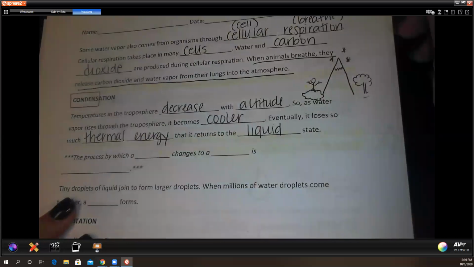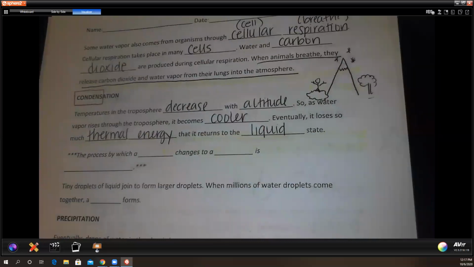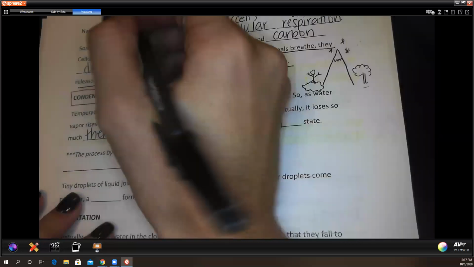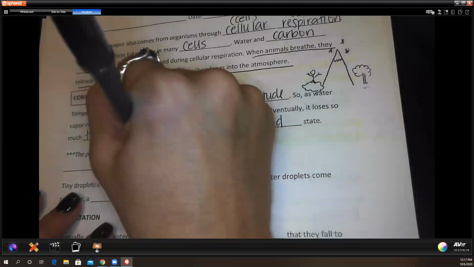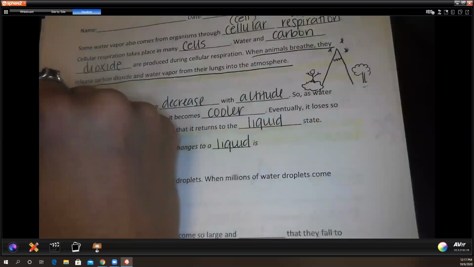Cold. The process by which a gas changes to a liquid is called condensation.